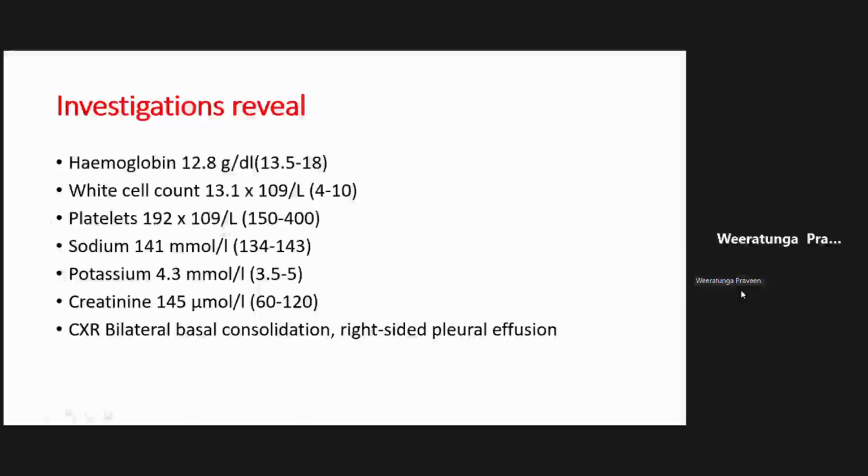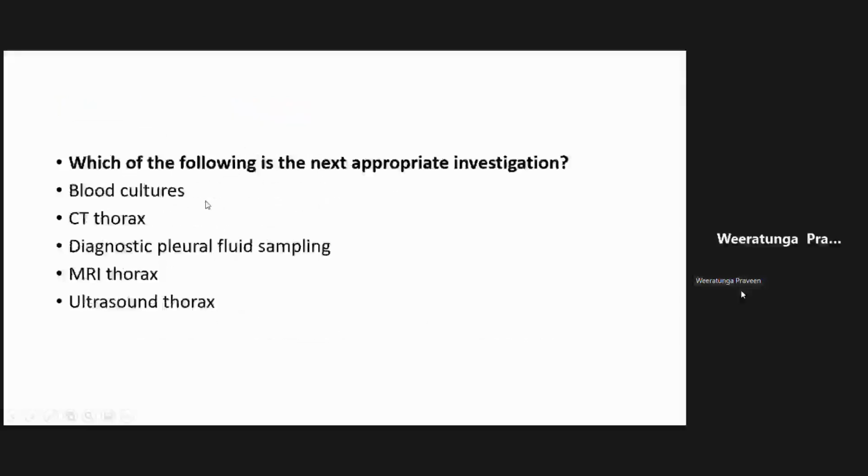So you can see in the investigations that the white count is increased and there is a pleural effusion. CRP is not given, but the white count is increased. Now what is this? What is the diagnosis first?